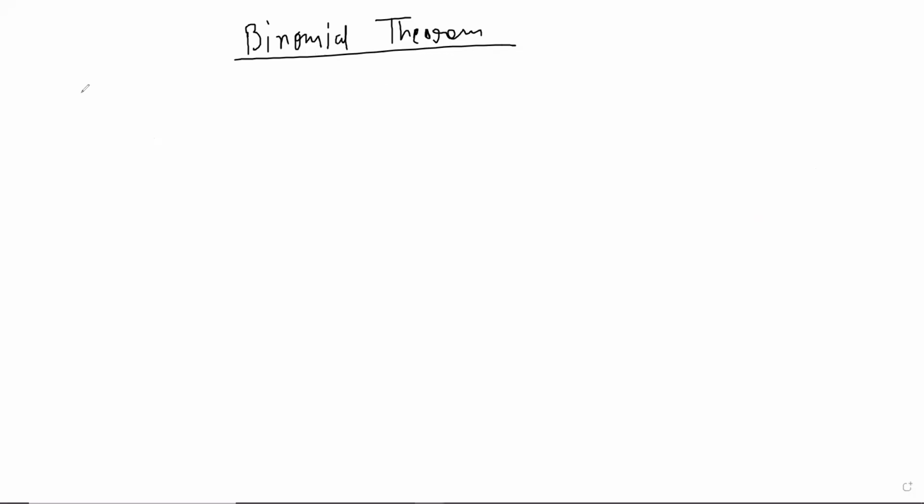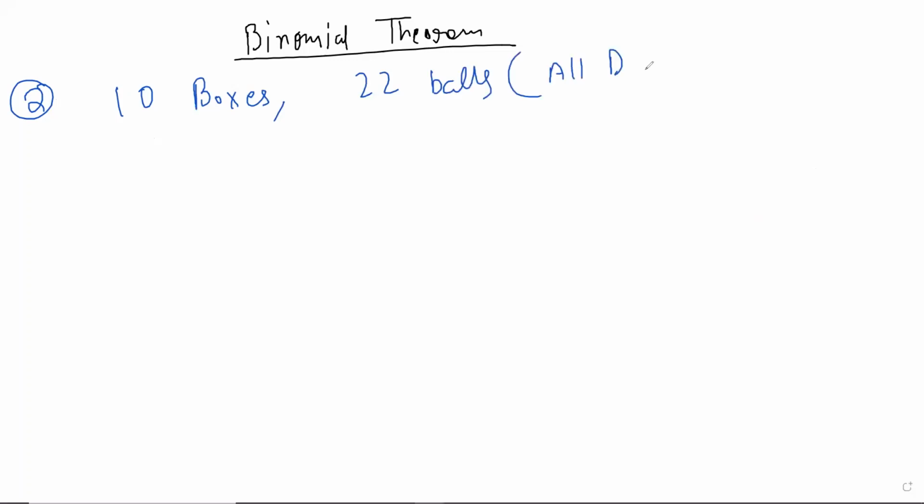Okay, so I would like to start with a very simple question. Most of you might have already seen this, but let's see. Let's just do it for numbers. Here's a question. We have, let's say, 10 boxes and 22 balls, all distinct, meaning that all boxes and balls, everything is distinct. So how many distributions are possible?